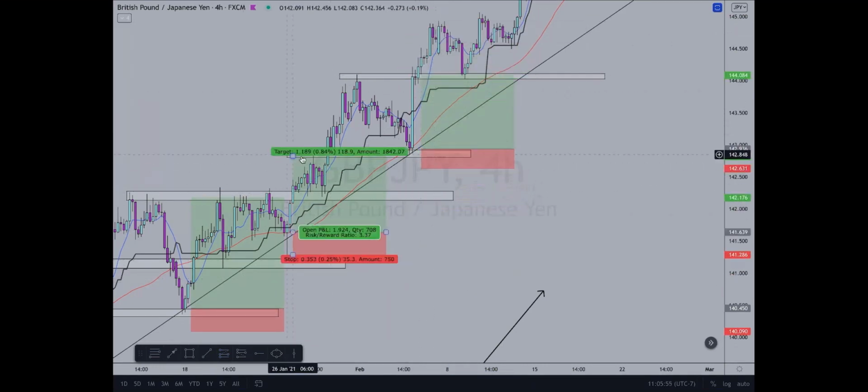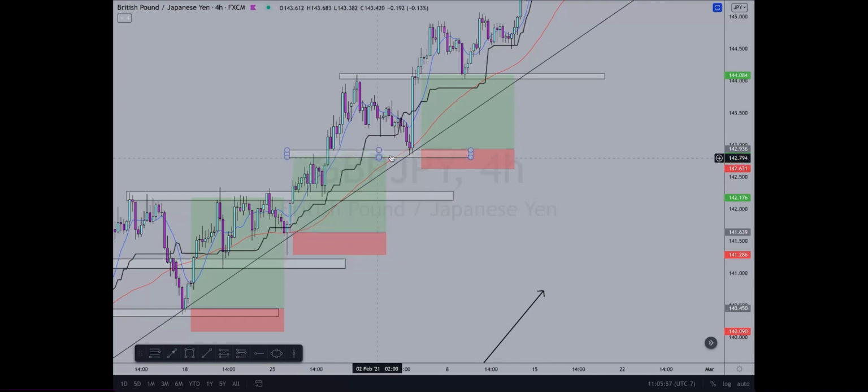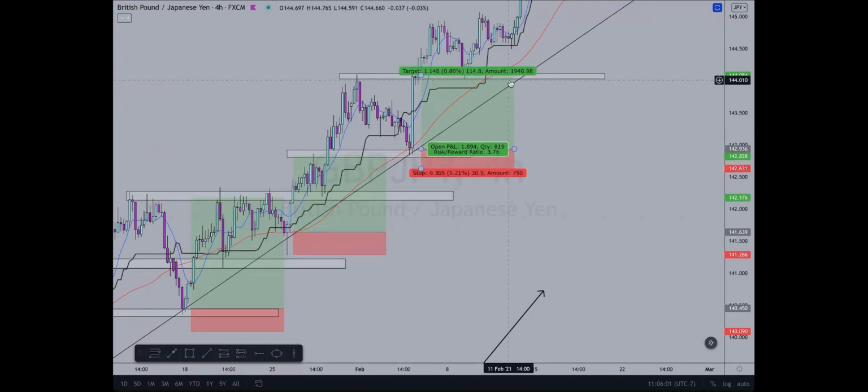Okay, as you can see, we have resistance turned into a support, so we have that beautiful floor, plus we have that trend line.